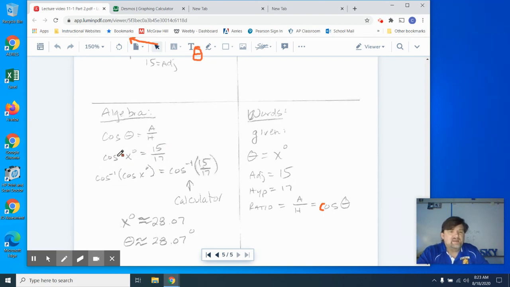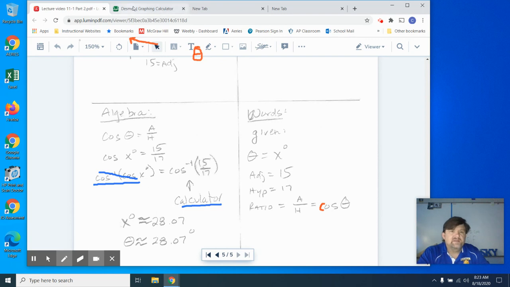So I set my equation up. I need to get rid of cosine of theta. How do I do that? I use its inverse operation. Its inverse operation is inverse cosine. Those are going to simplify themselves out. And then what I do to one side, I have to do to the other. So I have to take the inverse cosine of the fraction. We use our calculator for that.